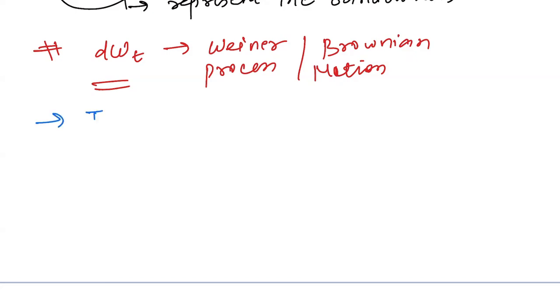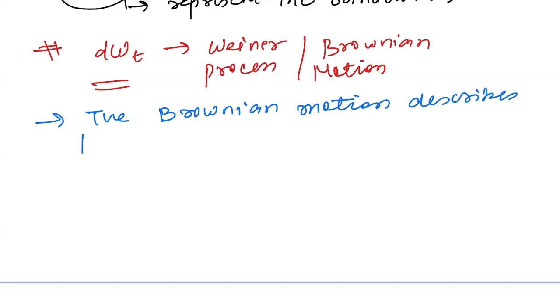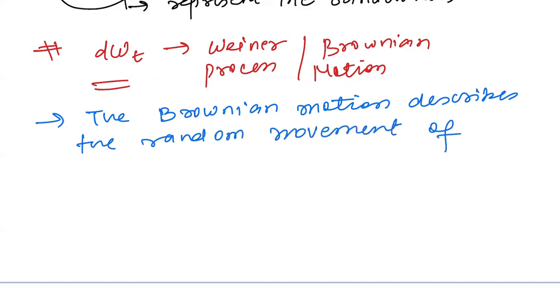So if you see the Brownian motion, the Brownian motion describes the random movement of a particle, or let's say random movement of an asset. In our case, it's not the particle, it's the asset, right? So it basically describes the random movement of the asset price. So this is what we call Brownian motion.